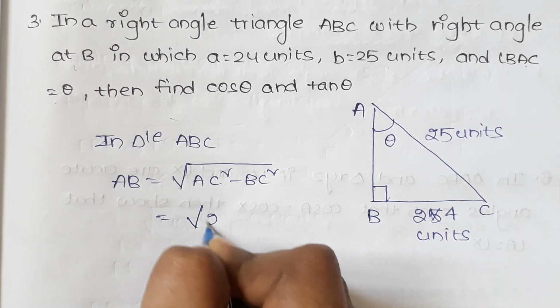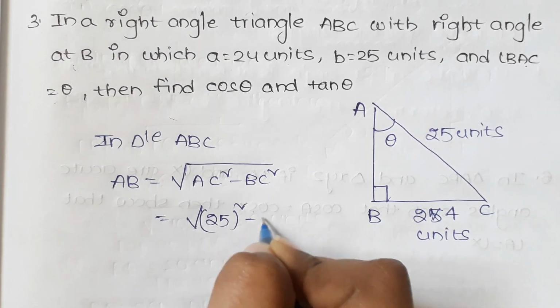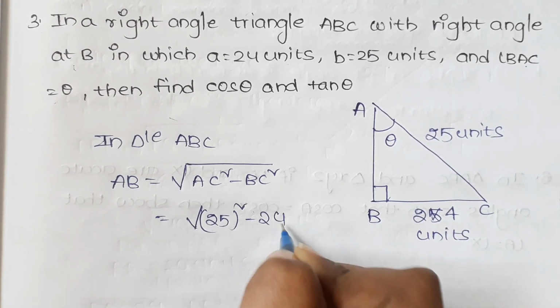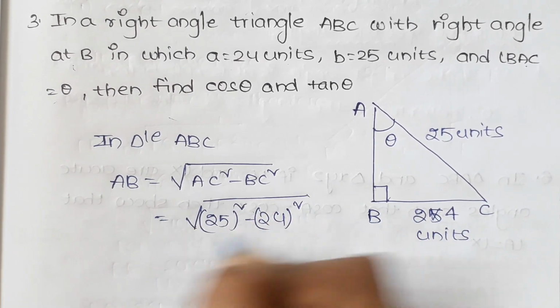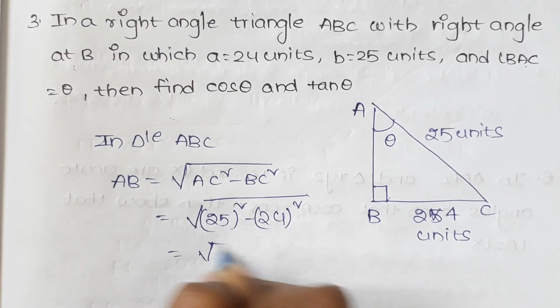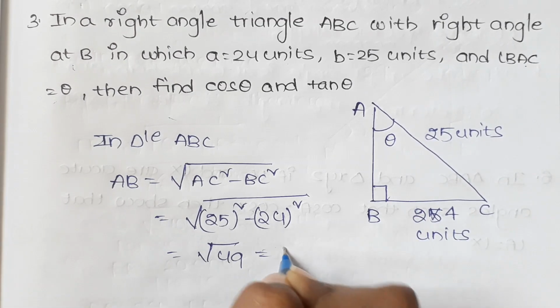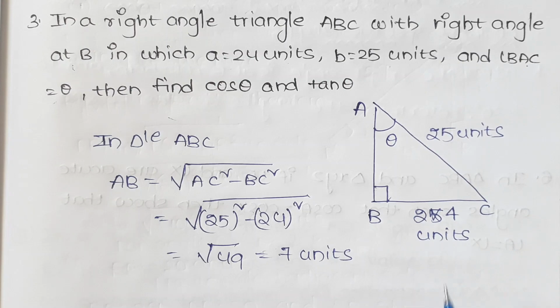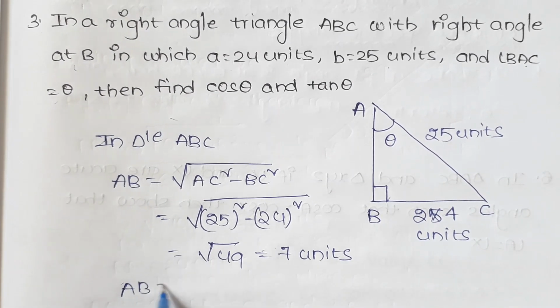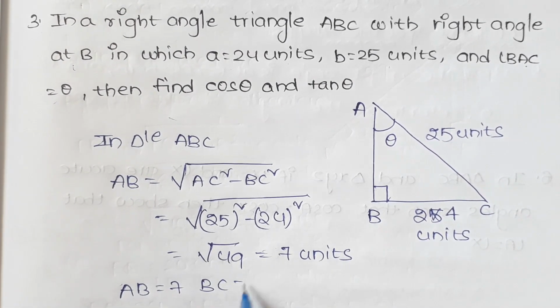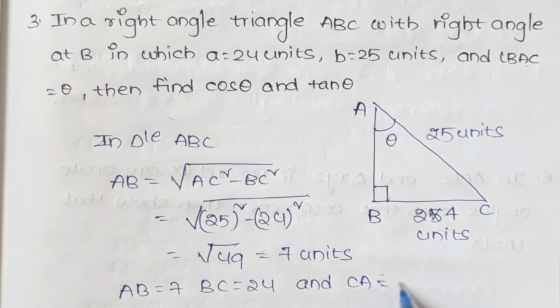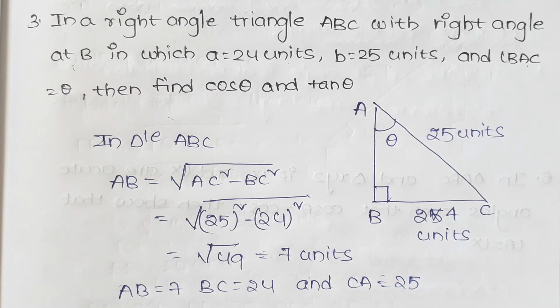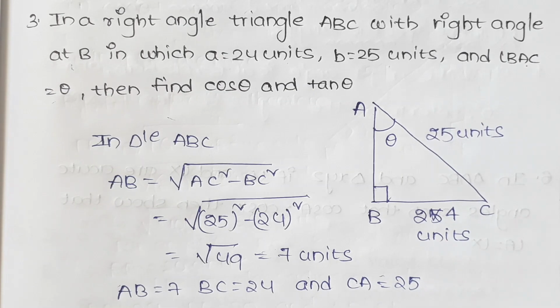So 25 whole square minus 24 whole square, that equals to square root of 49. Square root of 49, we know that AB equals to 7 units. And now we get AB 7, BC 24, and CA is 25. And from this, now we will find the value of cos theta and tan theta.